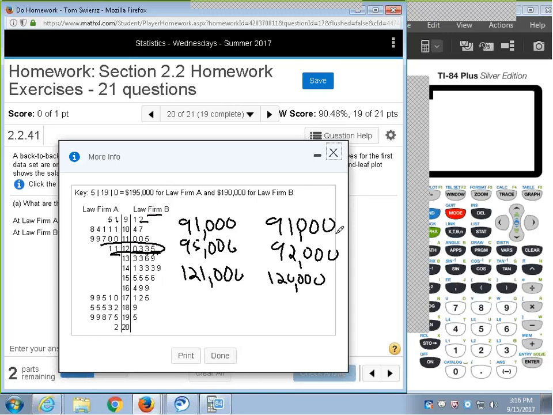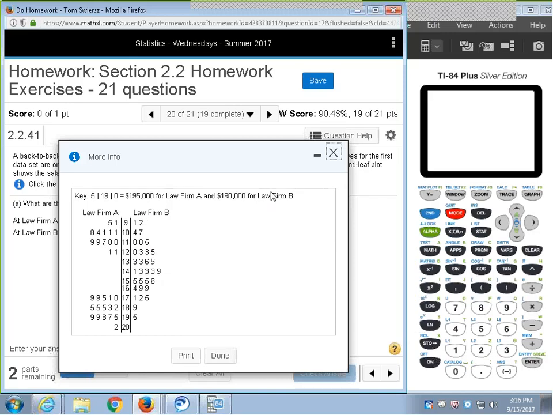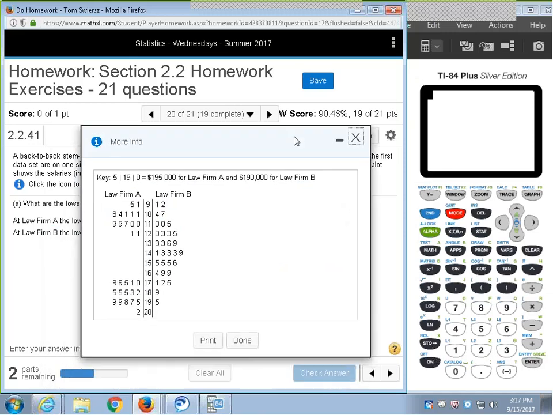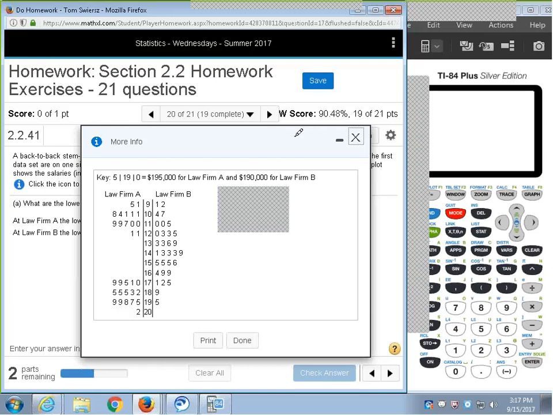Okay, now, at law firm A, what's the lowest salary and the highest, and same with B. So again, we were talking about that already. Obviously, right here is the 90,000s, and in A, the lowest salary is 90 and a 1, so 91,000, and the highest salary is 20, which is 200,000, and then the 2 here would be another 2,000.